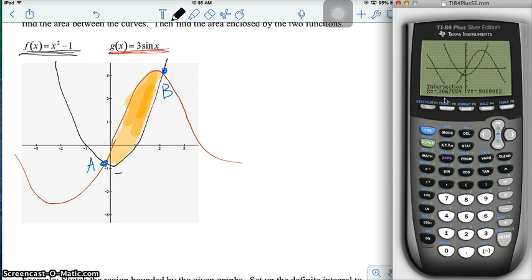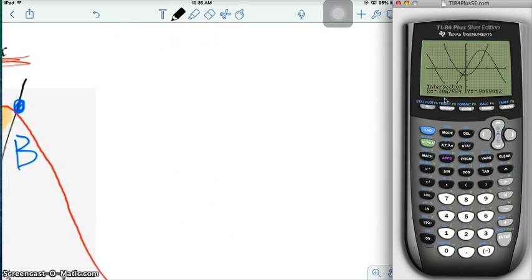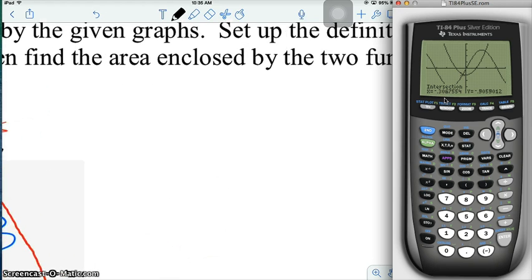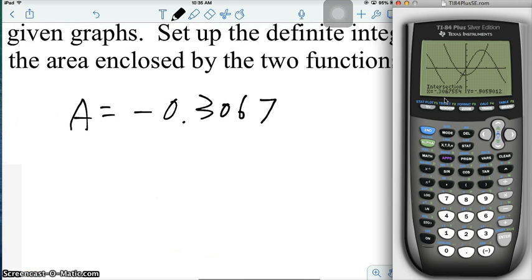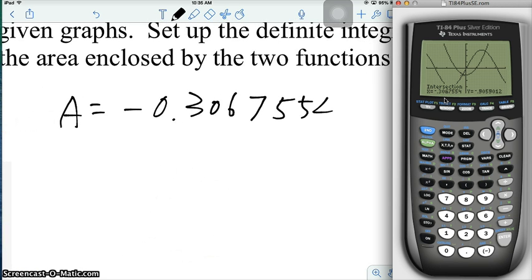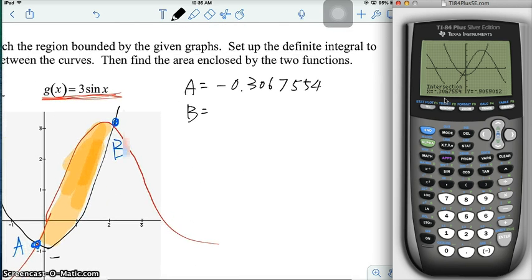-0.306755. Because we're using a calculator, whoever's grading you will not know you're using a calculator, so we have to write down these values. -0.3067554554. Okay, go ahead and write down the a value, and then we're going to calculate the b value right now.